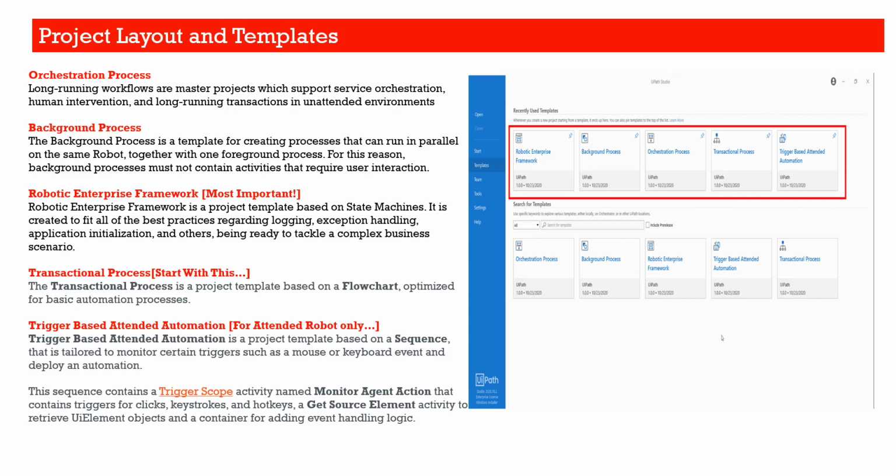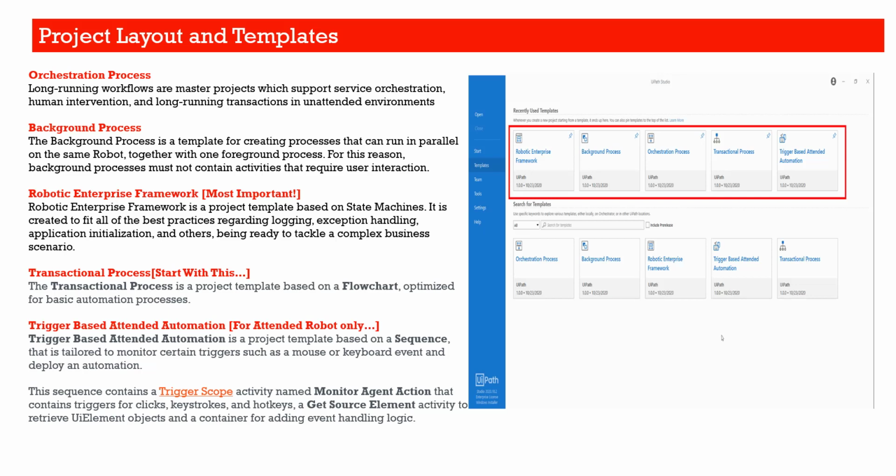Then we have the concept of background processes. The background process is a template for creating a process that can run in parallel on the same robot together where one foreground process is running. See the difference between foreground and background processes. Any process which utilizes the UI is known as a foreground process. Any automation which does not require a UI, say for example you are working with the system activities of Excel, which use UiPath system activities, doesn't need to be in front of your eyes. They can run in the background.